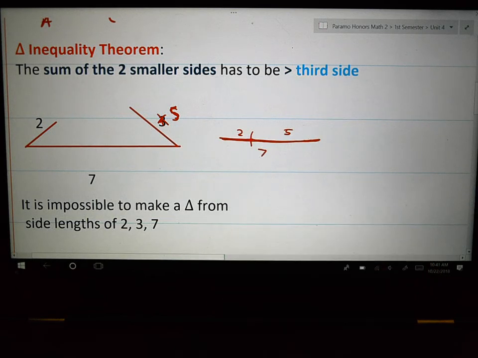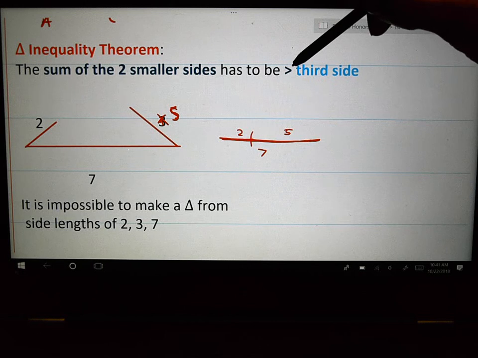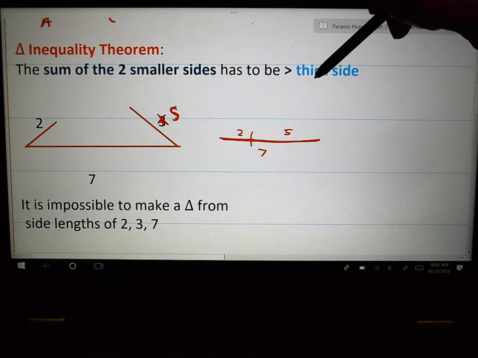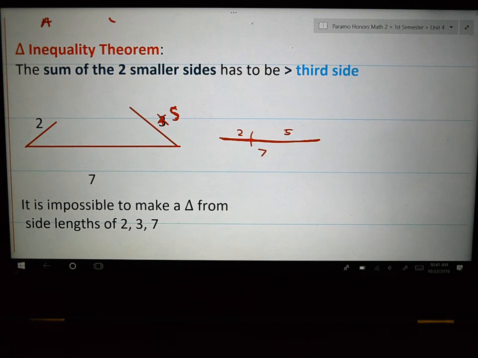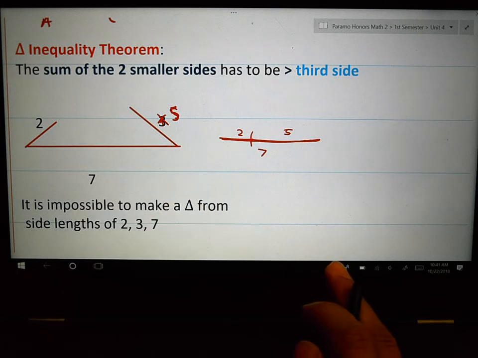And they're basically only long enough to be the same distance. Is there enough to make a peak? And the person said, no, you can't make a peak there. It has to be greater than that third side. It cannot be equal to it. But if you had a 5.1, then you start making triangles from that point on because it's greater than. I hope that makes sense to you. So that's the triangle inequality theorem.